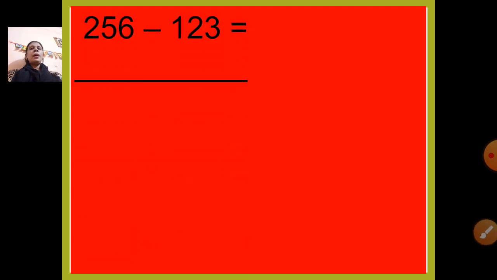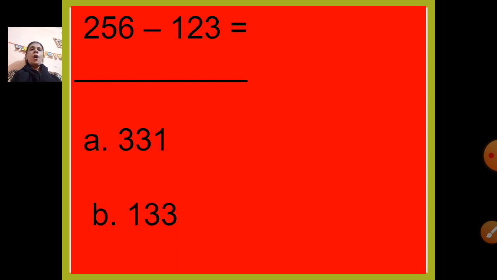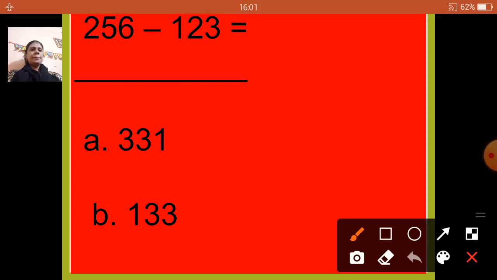Now 256 minus 123. Let us see the options. Option A, 331. Option B, 133. Now we will subtract and check what our correct answer is, and then we will take the correct option. Okay children?